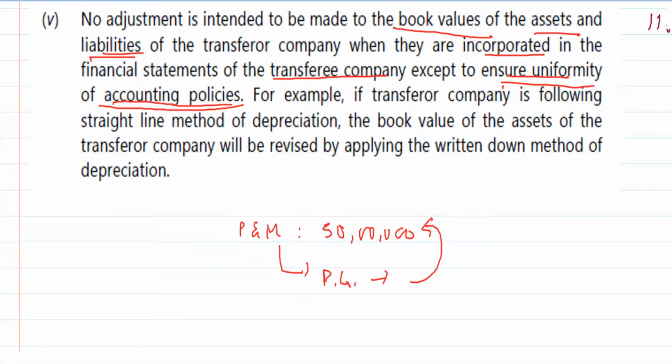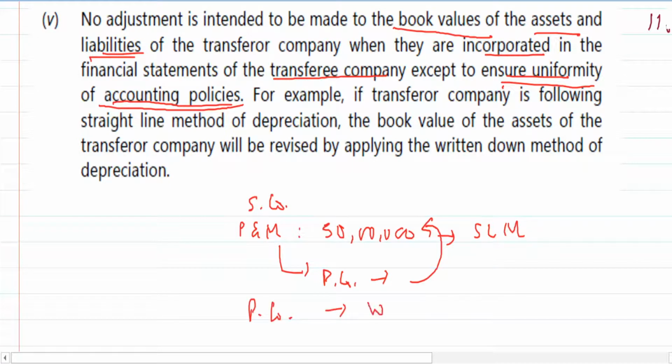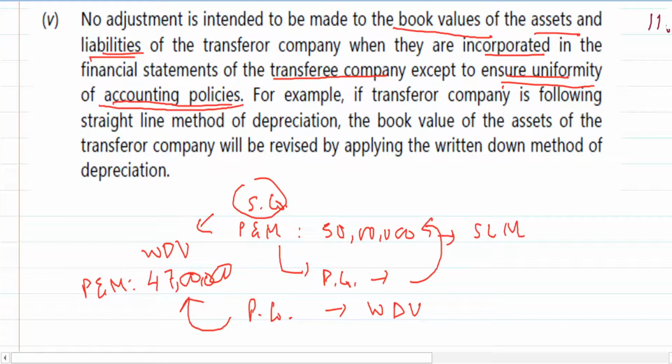Actually, SLM and WDV are now no longer accounting policies, they are accounting estimates, but still, this adjustment can be done. For example, this is the books of the selling company. You are showing 50 lakhs, but you have been charging depreciation as per SLM. The purchasing company has been charging depreciation as per WDV. So the purchasing company can argue that if the selling company was also following WDV, then what will be the plant and machinery? Let us say we realize that in that case, the plant and machinery will be 47 lakhs. Then the purchasing company can record that at 47 lakhs.